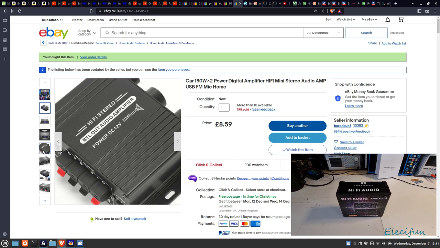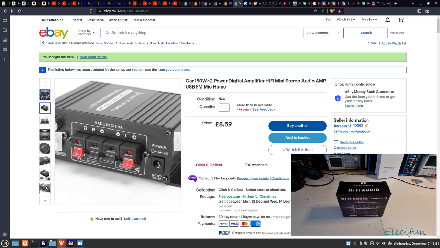If you note on this picture, it says BTL, which is a bridge tied load. If you imagine two mono amplifiers being put side by side, the two negatives being used as a ground and the two positives being used in a push-pull configuration on the speaker. That's an example of a BTL. It's not the only example, but that's just an example.